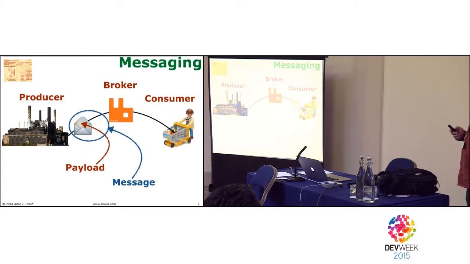Now, the message then travels from the producer to consumers. In the case of Rabbit, through a broker. In the case of ZeroMQ, which we'll get into in a minute, not. ZeroMQ is a brokerless system. Rabbit is a broker-based system.